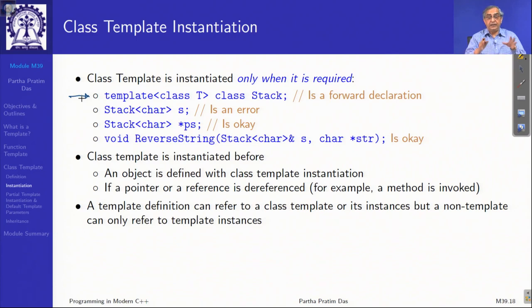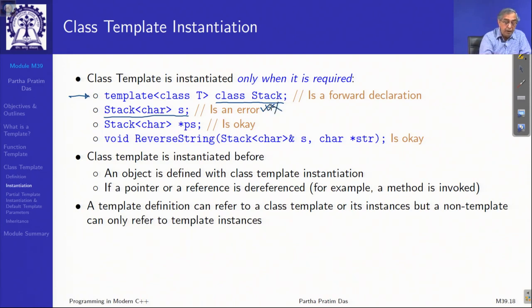I say template class T. So, T is the type variable, and class stack, which says that class stack is a class named stack which has T as a type variable. Now, with that, if I try to write this, I will have an error. Why would I have an error? Because I am trying to instantiate, but I have not yet told what the class is. I have not yet defined the class. So, this will be an error.